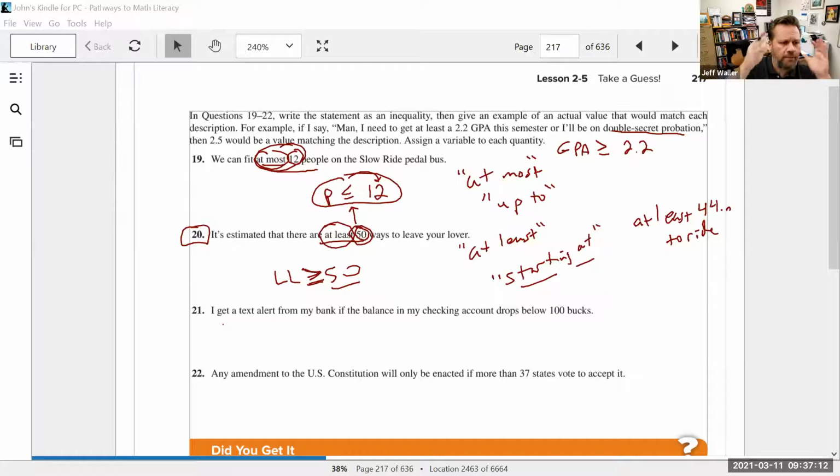I know people have trouble with this, and I don't blame you, because you see the word least and you think less. You see the word most and you think more. But it's actually the opposite, because most tells you the maximum and least tells you the minimum.